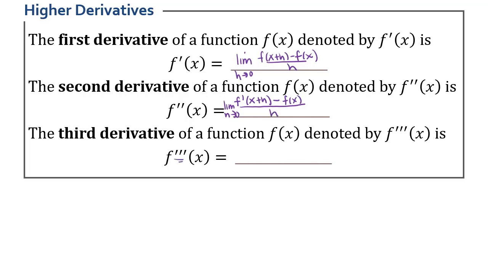What do you think the third derivative is going to be? That's going to be the derivative of the second derivative. So that's going to be the limit as h approaches 0 of the second derivative. So we'll get that.